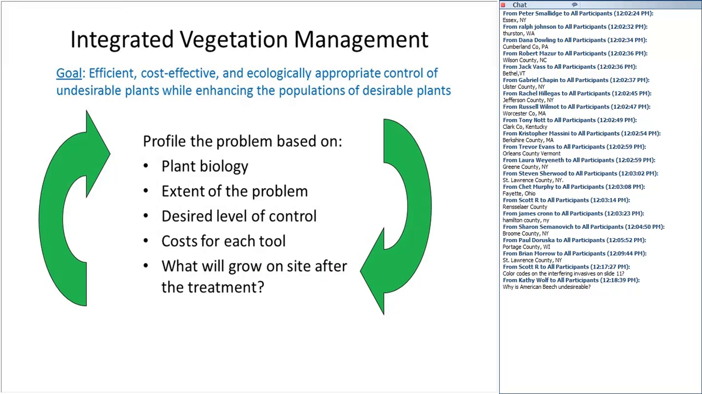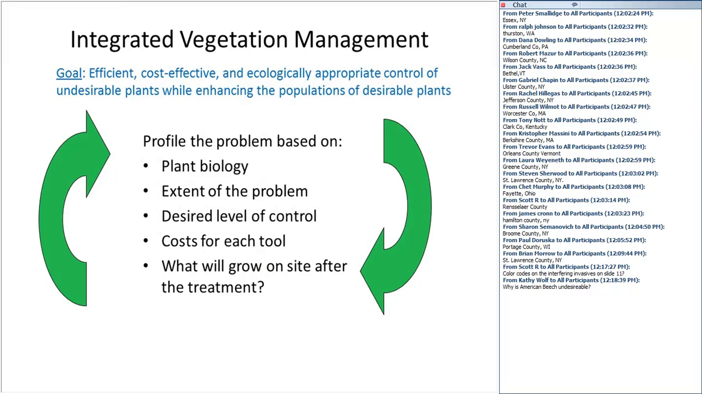And the goal is to find an efficient, cost-effective, and ecologically appropriate control of undesirable plants, while enhancing the population of desirable plants. That second clause, enhancing the populations of desirable plants, assumes that if there's a driver, an interfering pest that may not be immediately apparent, that needs to be identified, or you will never be able to. You may control the undesirable plants, but you will not be able to establish the desirable plants. So you have to profile this.